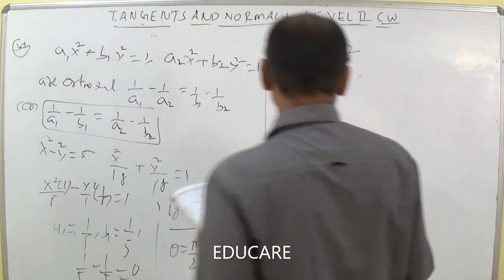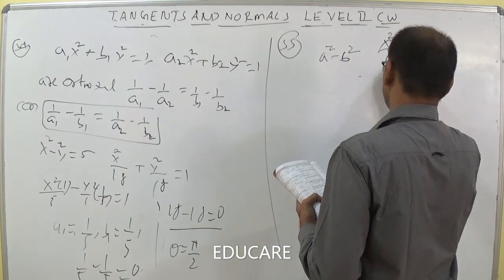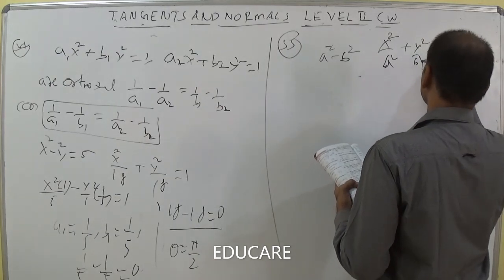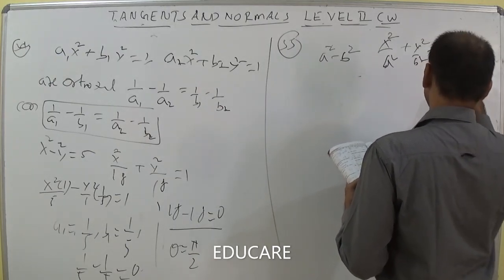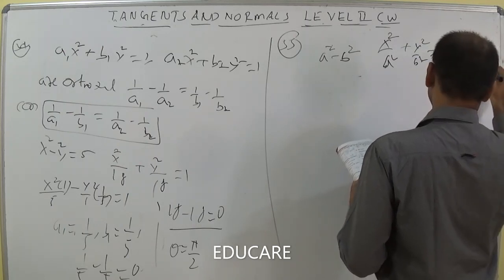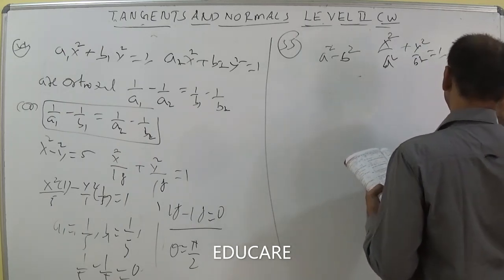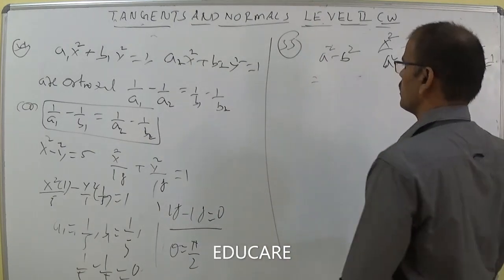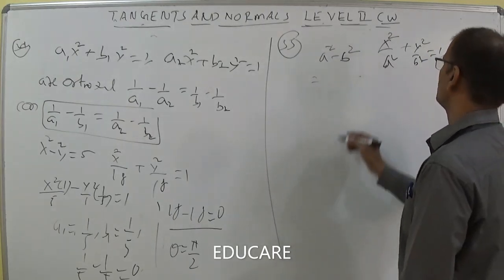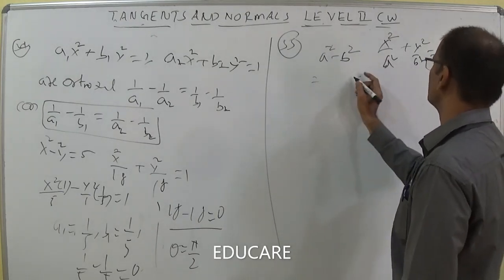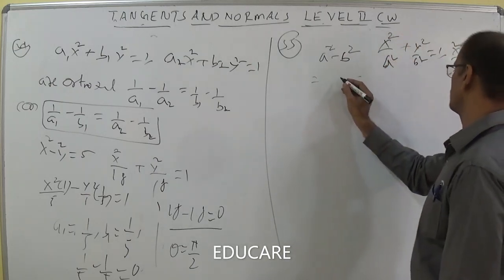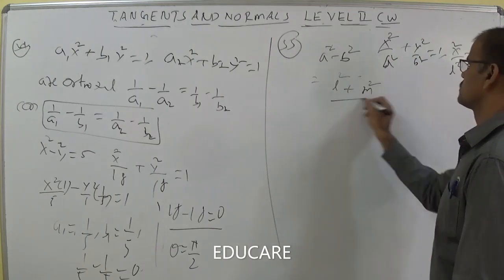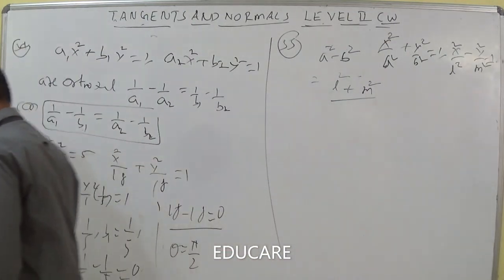First I am writing x square by a square plus y square by b square equal to 1, comma, x square by L square minus y square by m square equal to 1. Using the same formula, 1 by a1 minus 1 by b1 equal to 1 by a2 minus 1 by b2, you can directly write a square minus b square is equal to L square. Here minus of minus, you substitute L square plus m square. That's all. So here it is the third option.